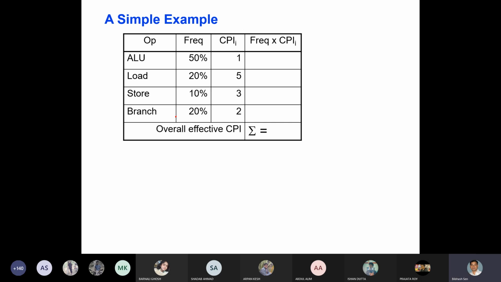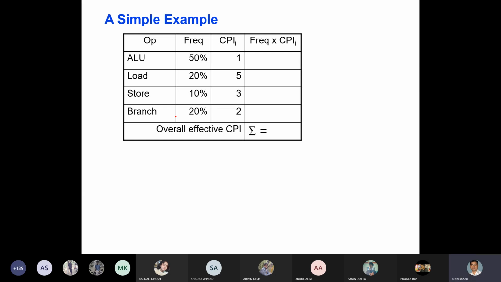ALU has 50%, I think, the frequency. That means arithmetic calculation. Load, store, and branch have 20, 10, and 20. These are the frequencies. Frequency I can say is the number of instructions present in the program, divided by the total number of instructions, according to a percentage. You will get 50% of arithmetic logic unit based instructions, that means nothing but add, sub, mul, such types of instructions.